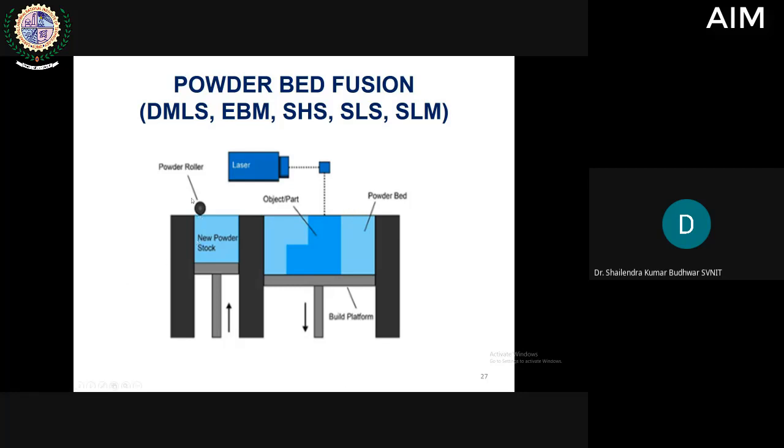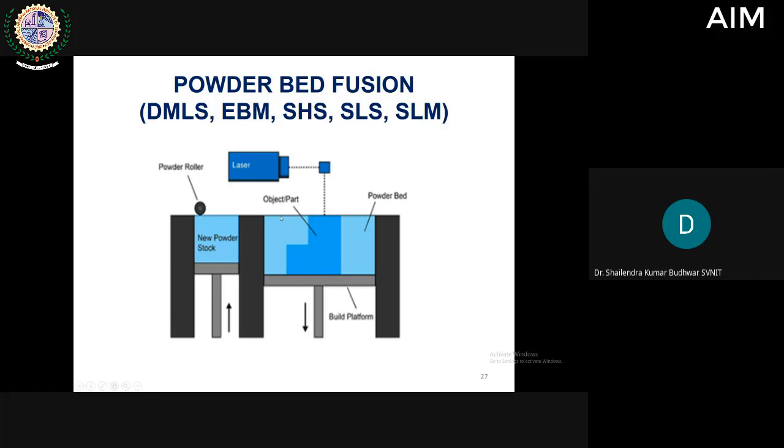Here you can see that there is a powder stock, a powder tank, a powder roller, and a sweeping blade, which sweeps the powder onto the build platform of the machine. And then there is a heat source. It may be an electron beam, it may be a laser beam, for sintering or for melting this powder. It melts or sinters the powder, not completely, but as per the pattern that depends on the STL file of that part.